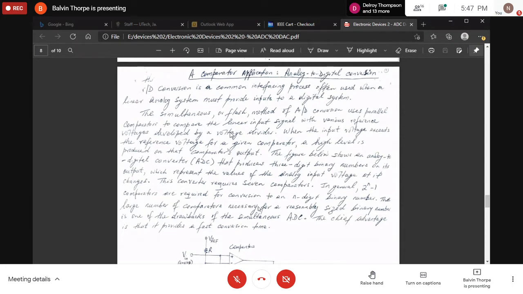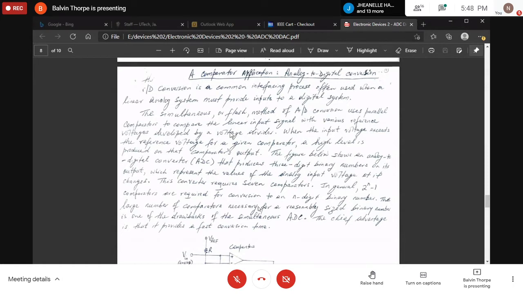Isn't 2 to the 3 equal to 8? 8, sir. Okay, so 8 minus 1 is 7. All right. So you see why we need 7 comparators, right? Is there anybody who doesn't understand how we get there?